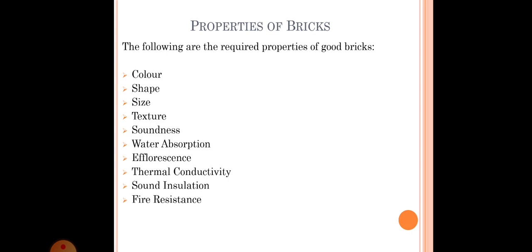Then coming to efflorescence, the brick should not show any white patches, and this is what is called efflorescence. Then thermal conductivity, the brick should have low thermal conductivity so that the buildings that are built with the bricks will remain cool in the summer and warm in winter. And of course sound insulation is another property, that is the heavier bricks actually are poor insulators of sound, while the lightweight and the hollow bricks provide good insulation.